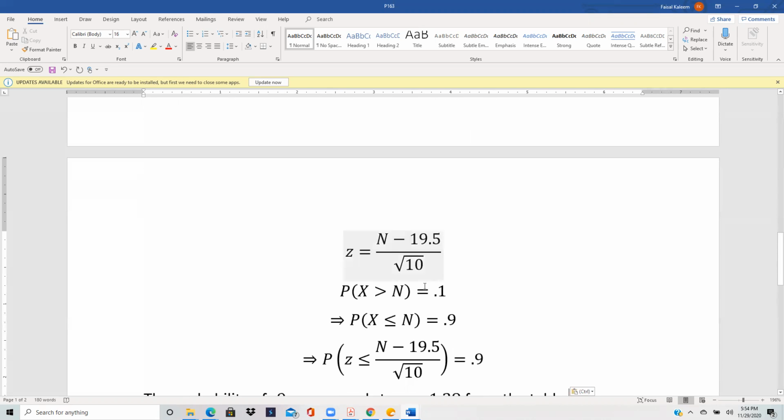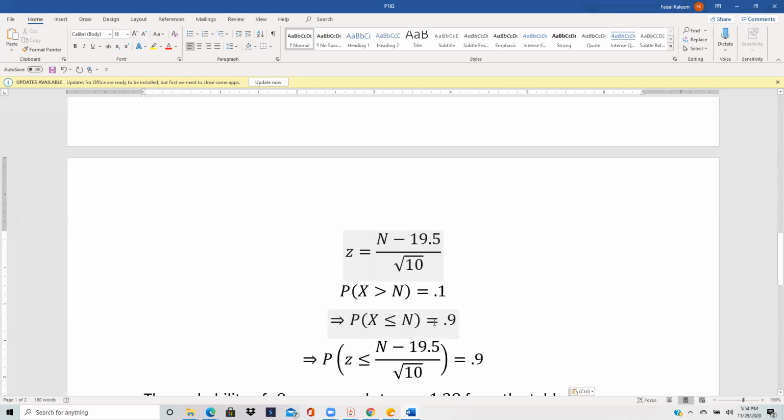Therefore, we know 0.1 is the tipping point. Let's solve the equation probability x greater than n equals 0.1. So we were given that it's greater than 0.1, but we'll solve for equal to 0.1 and then see what happens at the greater than. So let's solve this equation, probability x greater than n equals 0.1. So that means probability x less than or equal to n is 0.9.